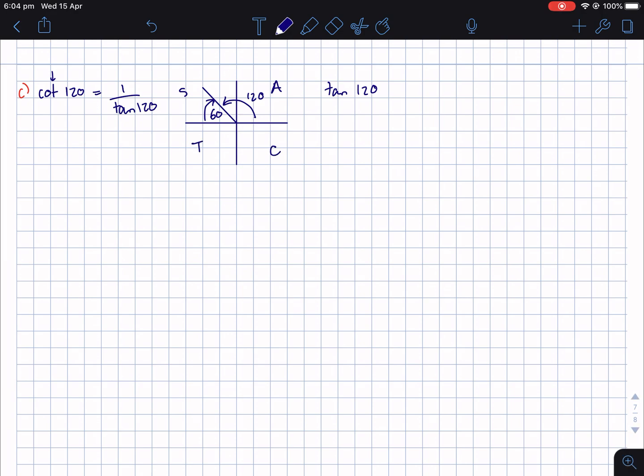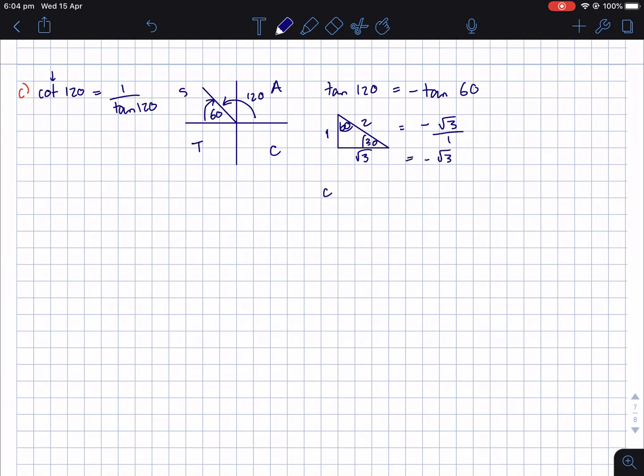SATC, it's negative tan 60. We need to draw our triangle. So if this is 30, and this is how I always remember this triangle, this is 1 and this is 2, which means this is root 3, and this is 60. So tan 60, opposite over adjacent. So we've got minus root 3 on 1, which is just minus root 3.